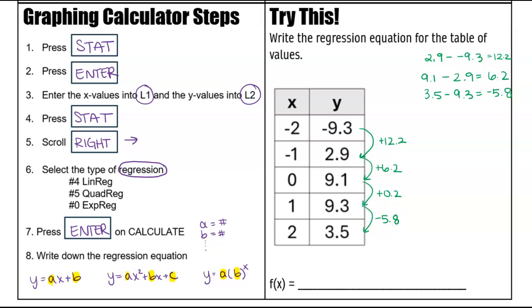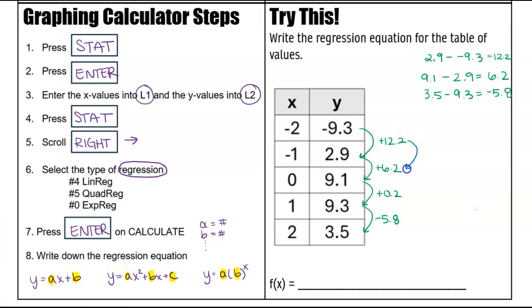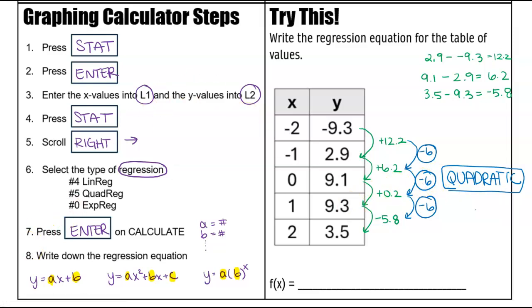All right, so we can notice that those obviously aren't the same, but let's look at that second layer and see if we have any patterns here. To go from 12.2 to 6.2, I have to subtract 6. To go from 6.2 to 0.2, I have to subtract 6. And to go from 0.2 to negative 5.8, I also have to subtract 6. So the fact that all of those second differences are the same, we know that this is quadratic. What that's going to help us do is write an appropriate equation for this table of values. So let's get into the calculator.